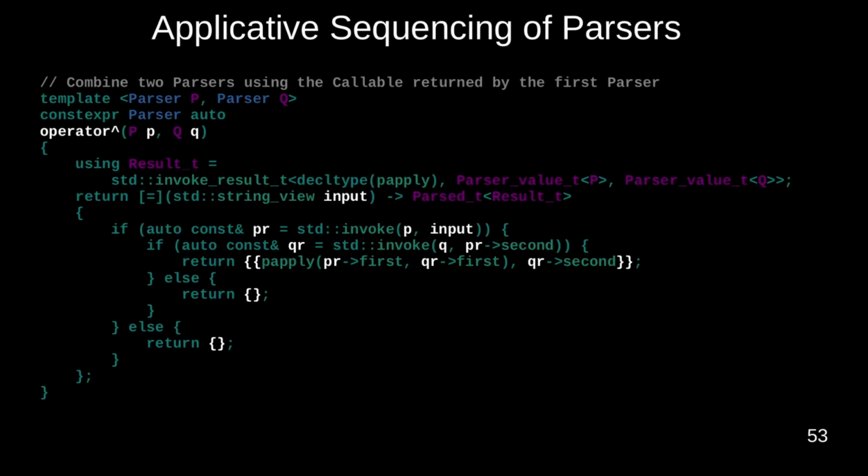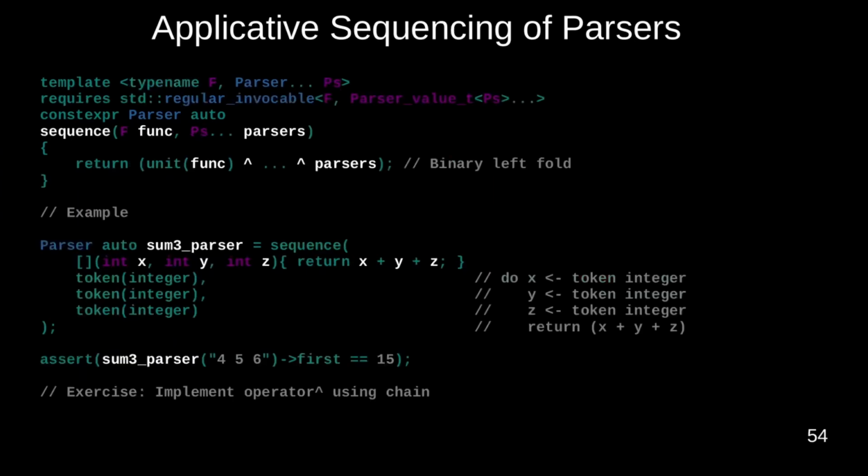Okay, so we're going to make a helper for this as well. I like to call this sequence. Sequence takes a function and a pack of parsers. It has to be as many parsers and of the right value types so that we could actually call that function with the parsed things. So what we do is we just use our operator. We turn the function into a parser with the help of unit and then pass in the parsers.